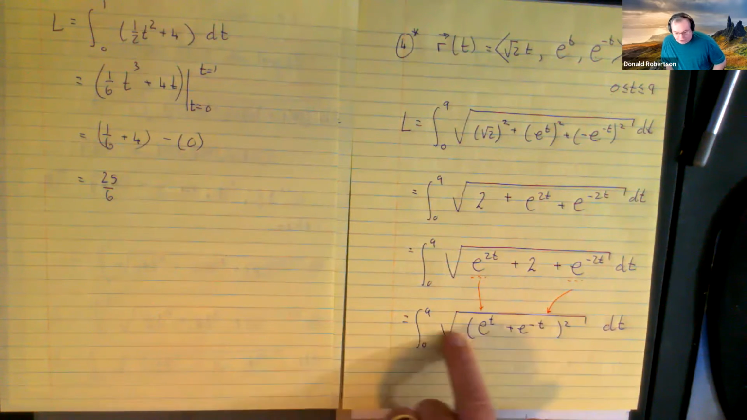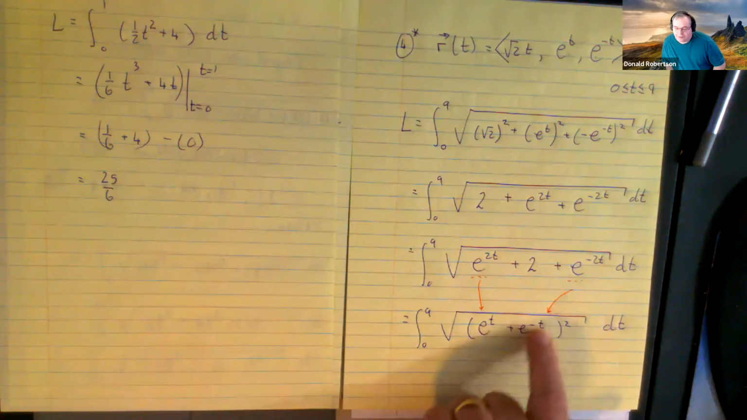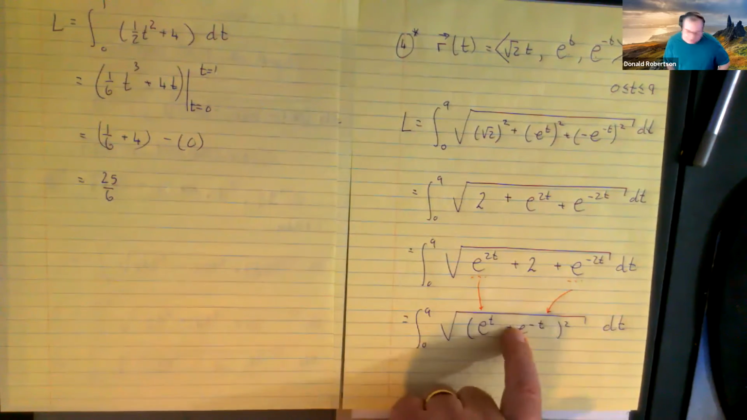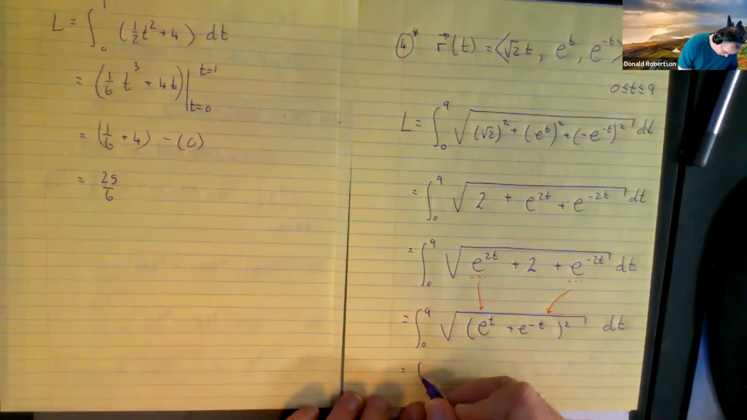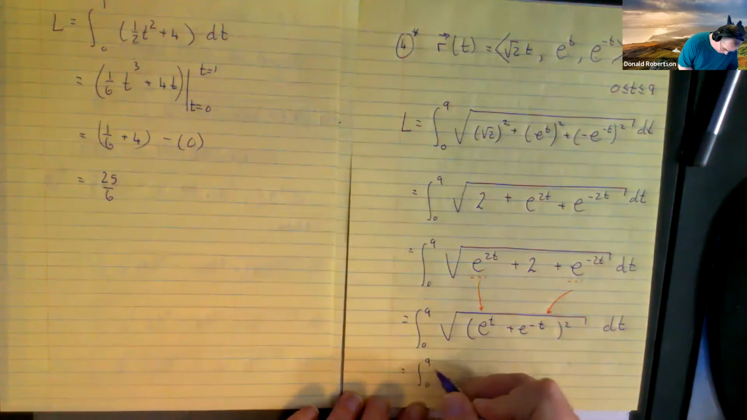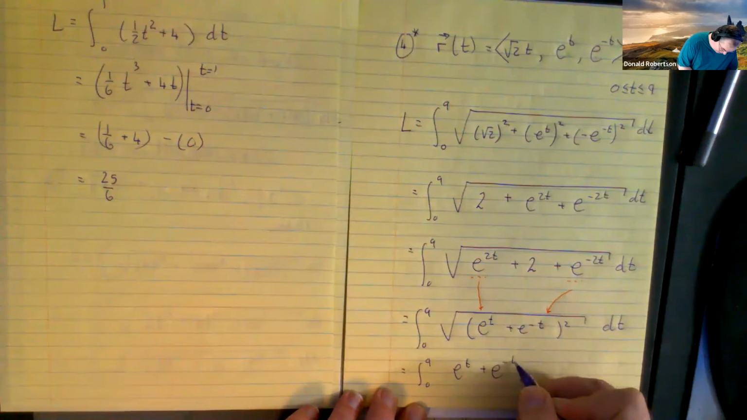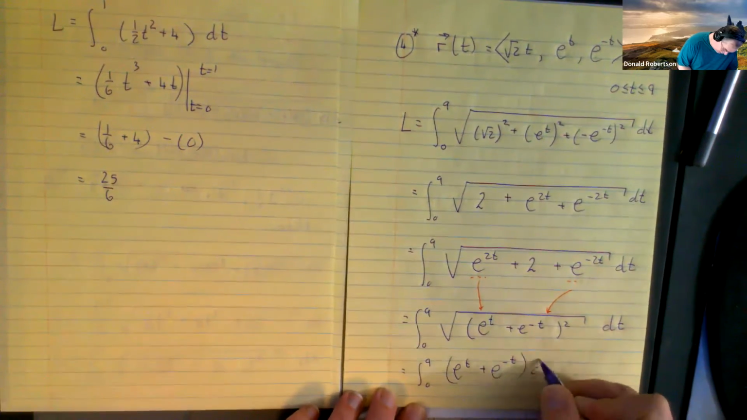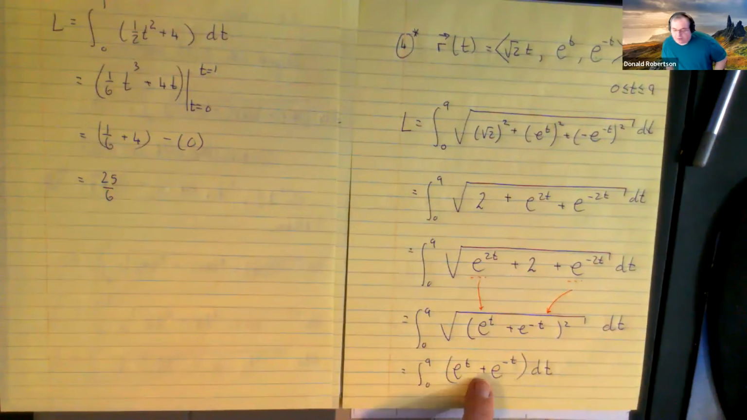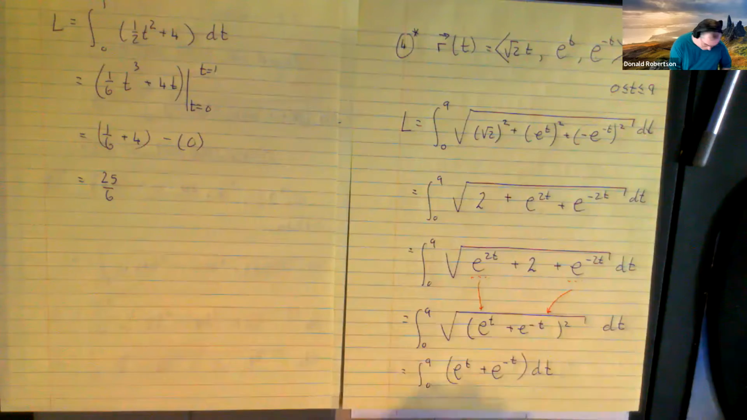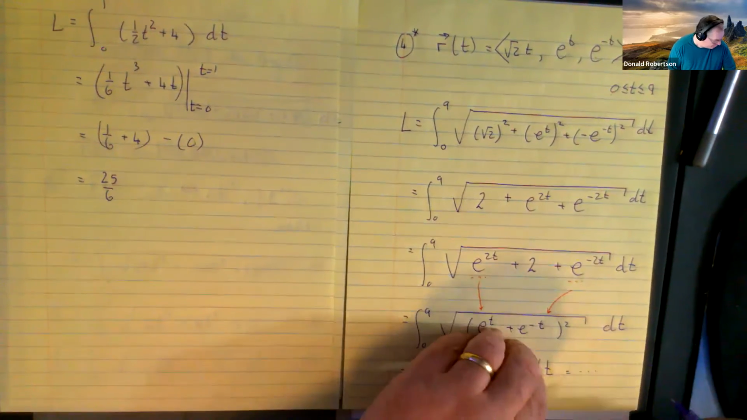Now, do you want to trust me? Go and FOIL it out in your own time. I bet you it's equal to that when you're finished, right? So this is a perfect match, which means that we now have the integral from 0 to 9 of e to the t plus e to the negative t, dt. Would you agree that integral is doable, right? You can find the integral of that relatively easy. And I'll let you finish that off in your own time.